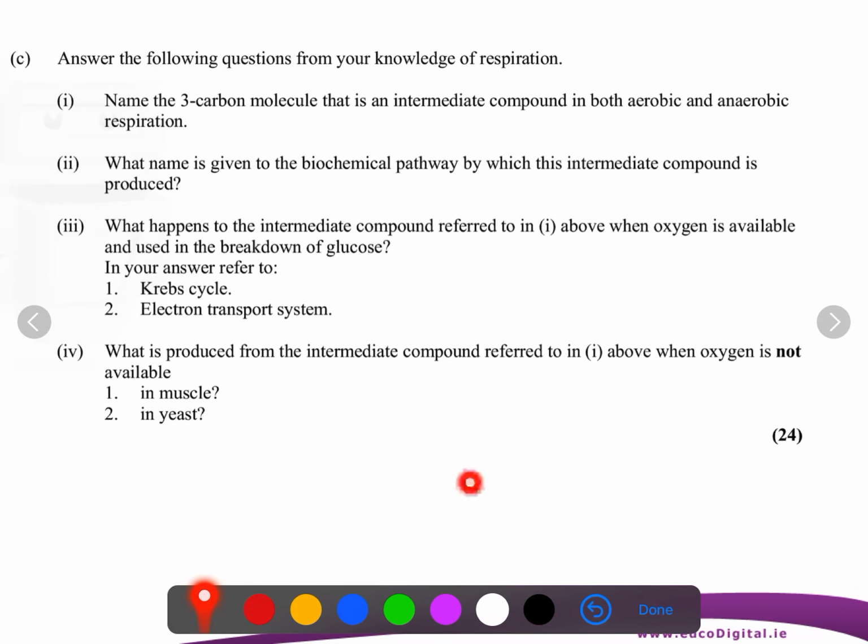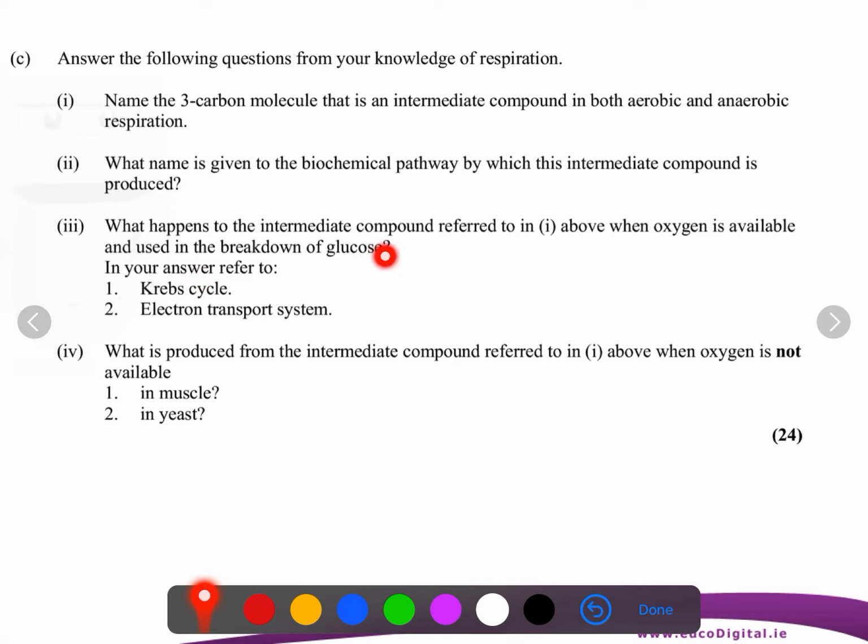Okay, this is another question, a longer version. Name the 3 carbon molecule that's the intermediate compound between aerobic and anaerobic respiration. That's giving you the clue. If you don't understand this second bit, what's a 3 carbon molecule? That's pyruvate, or pyruvic acid. What name is given to the biochemical pathway by which this intermediate compound is produced? So where does pyruvate come from? That's our glycolysis.